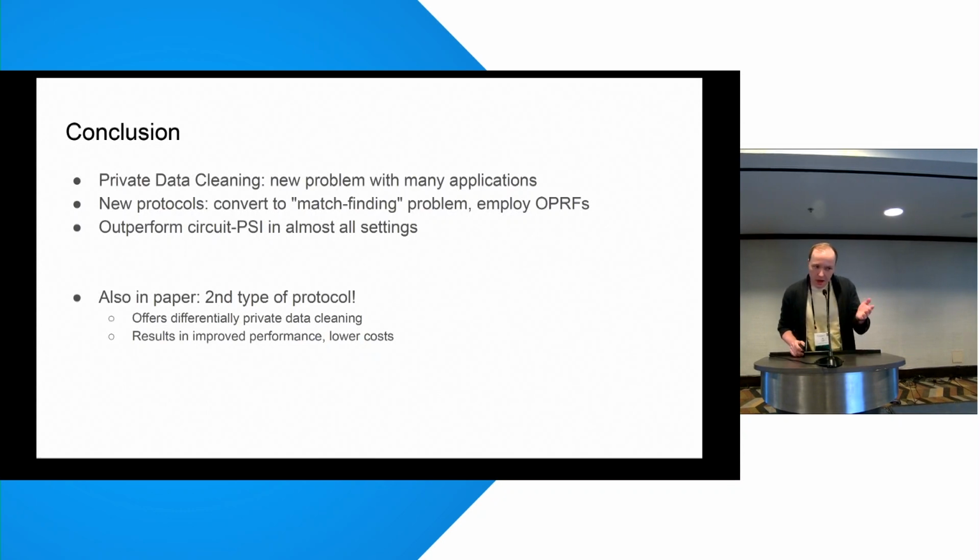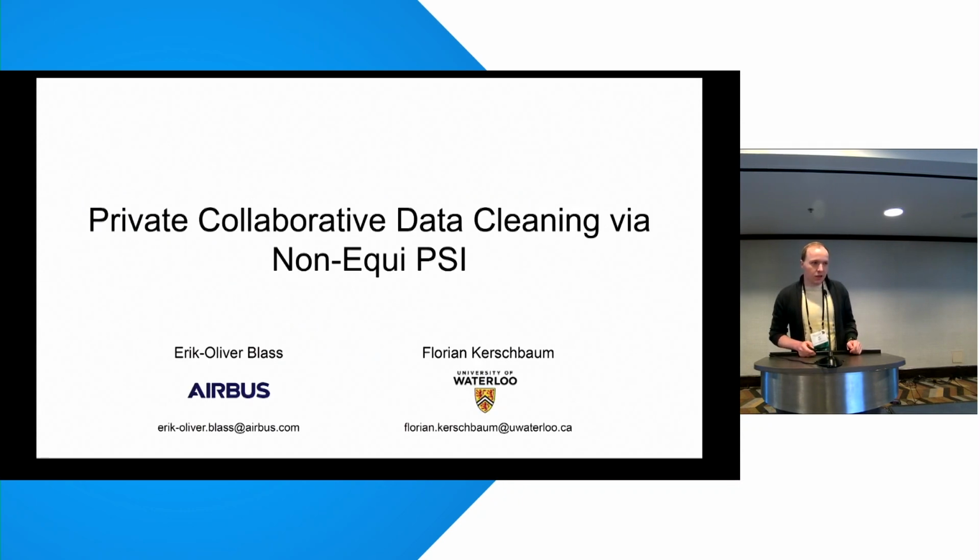I should also refer to the paper for the second protocol, which has some leakage, namely the size of the intersection between all elements, which can be hidden with DP, with differential privacy. Yeah, and that's essentially it.